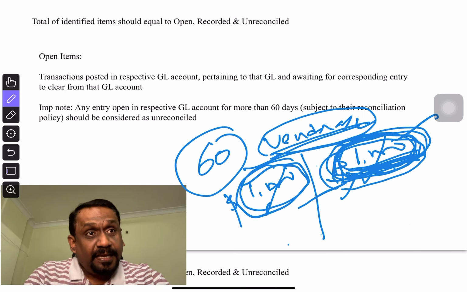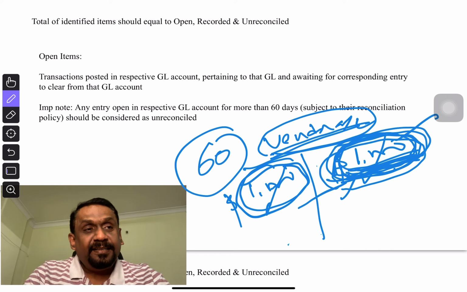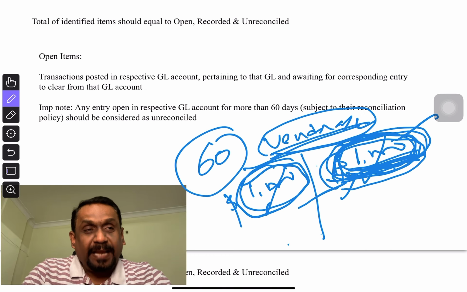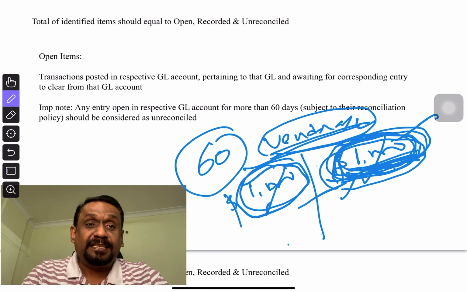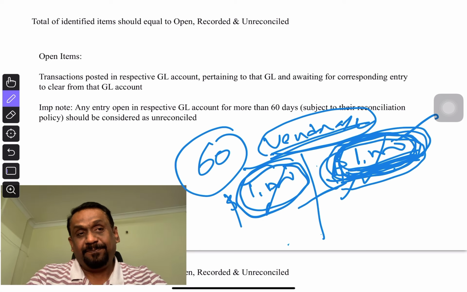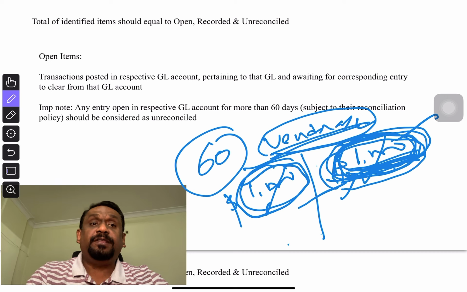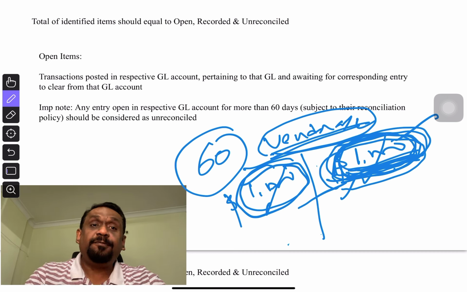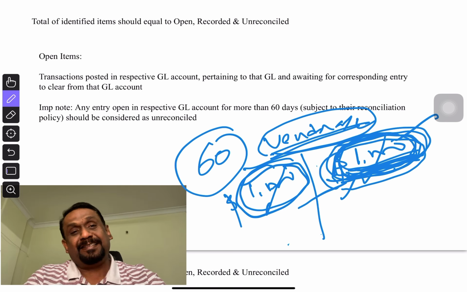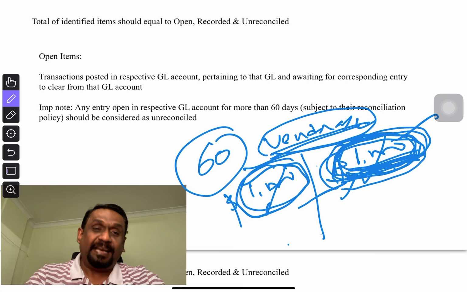You know that this transaction is pertaining to this GL. And you greet it, you recognize it, but you wait for 60 days for the corresponding entry to come. If the corresponding entry is not coming within 60 days, then you start doubting this person. Oh, why has this relative come and not left even after 60 days? Then you need to start investigation. There could be something wrong, right?